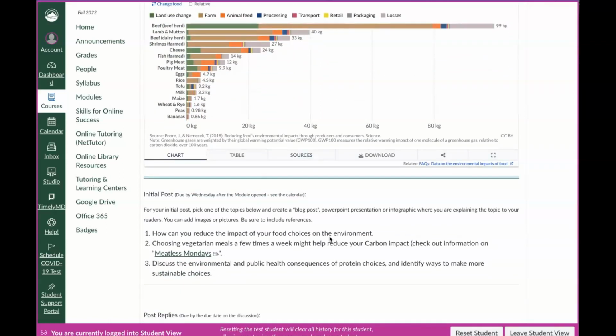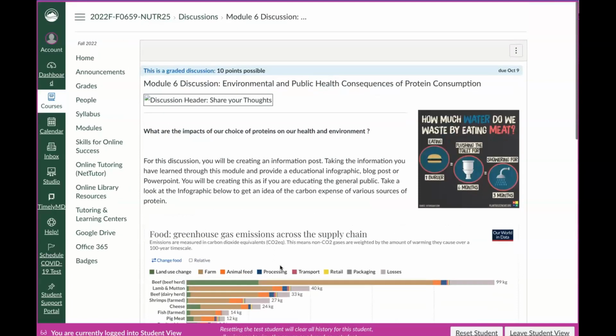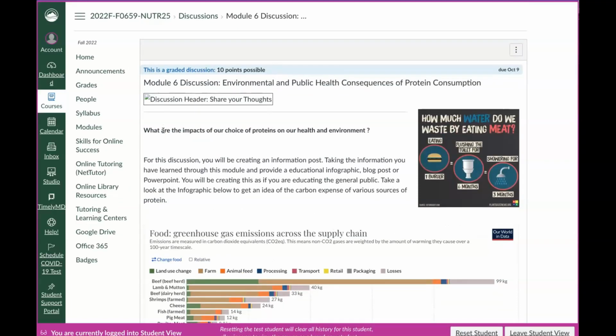So how can you reduce the impact of food choices on the environment? Choosing vegetarian meals a few times a week can help your carbon impact. So this is Meatless Mondays, just going meatless one day a week. You can read some information on that, and then discuss some of the consequences of choices people are making. So hopefully you have fun with that.